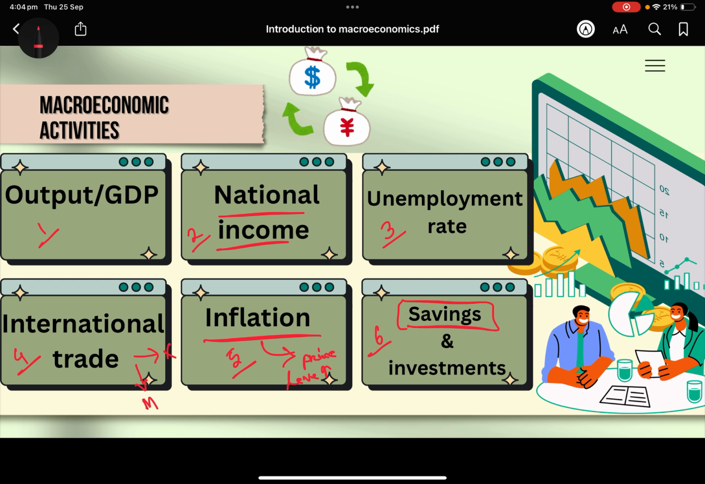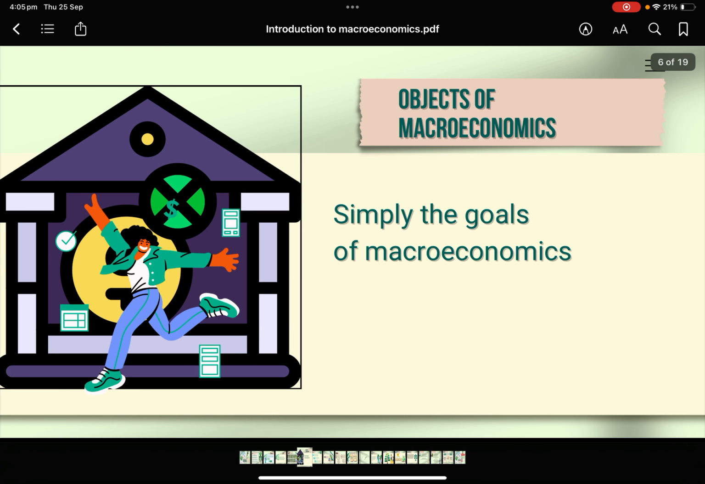Savings and investments. Saving means the amount of money that a person doesn't use in consumption. Okay, so what is savings? Saving is the amount of money that a person does not use for consumption. What is investment? From savings, a specific amount of money people use in investment, so they can get a profit out of it. Okay, now objects of macroeconomics.